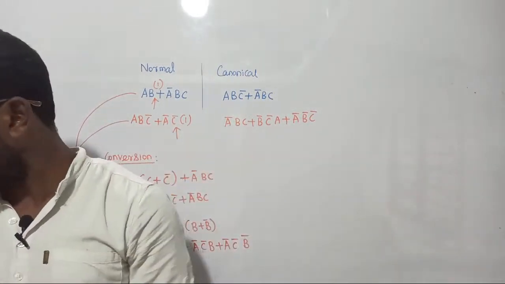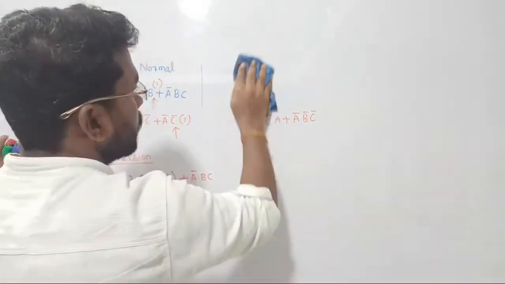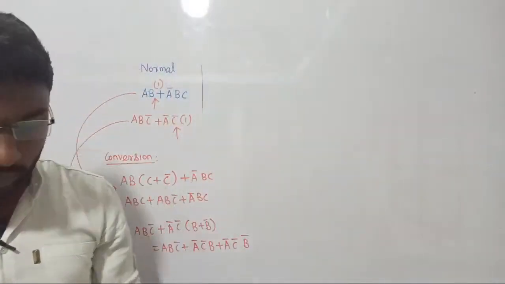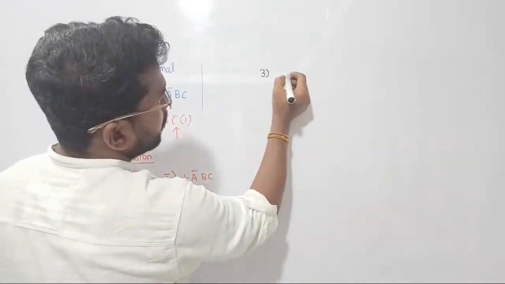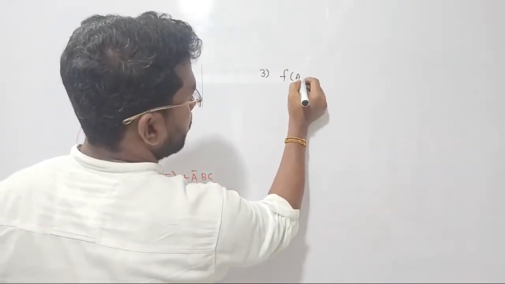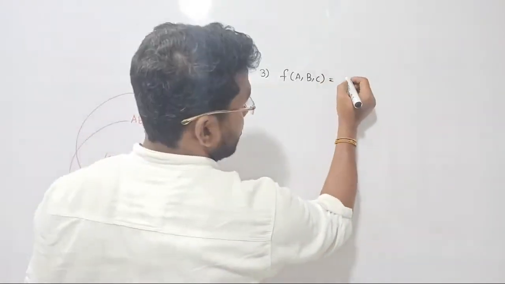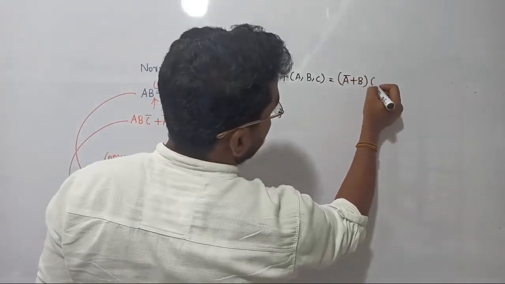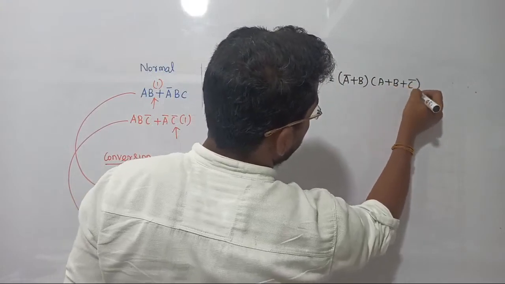There are a few more examples for this. Example number 3. Let us consider a function expressed as f(a, b, c). It was expressed as a bar plus b, and we have a plus b plus c bar, right?